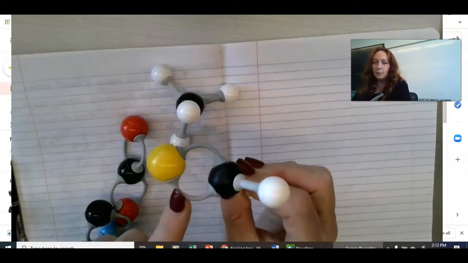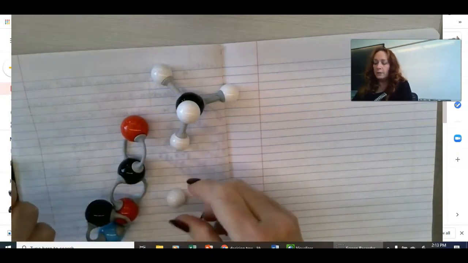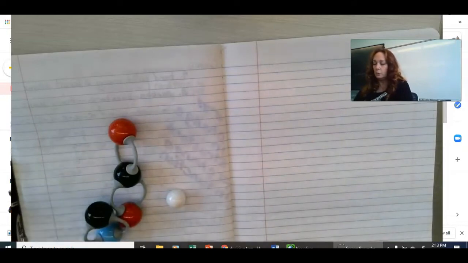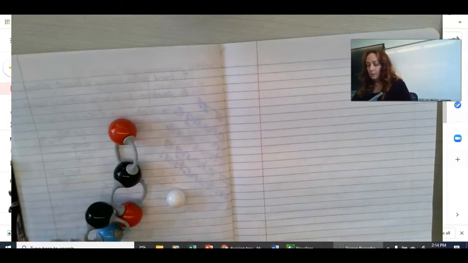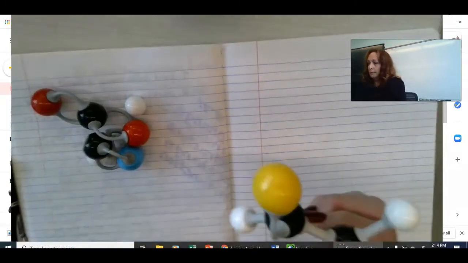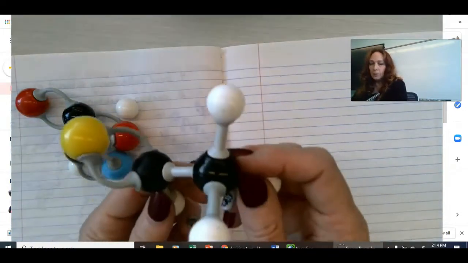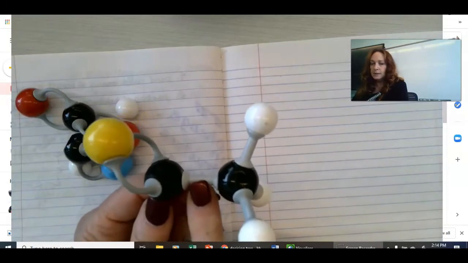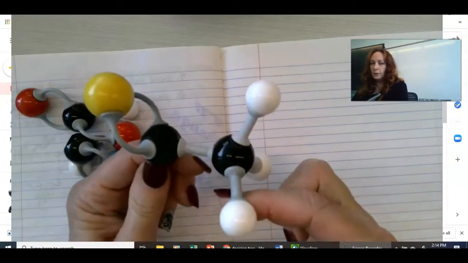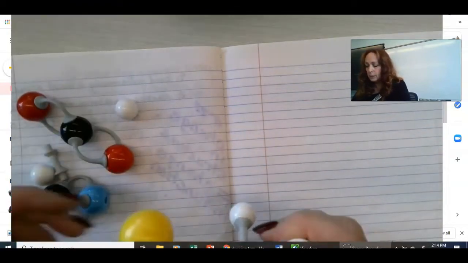Notice that you've got a double bond here, and you've got a single bond here. So I'm going to pull this off, and I'm going to have a carbon-carbon bond there. When you have a double bond versus a single bond, notice that this is a single bond. Do you see how I've got free rotation around that bond?